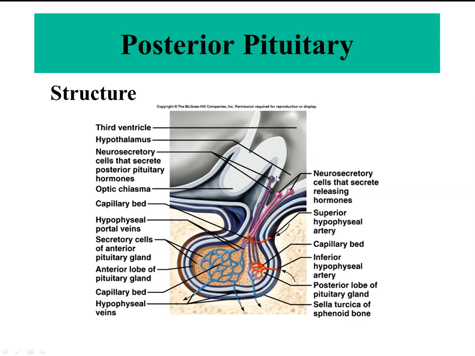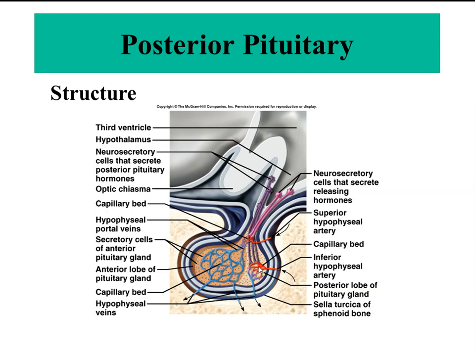Now what happens is that you have nervous stimulation. Now the anterior pituitary received a hormone from the hypothalamus, and that stimulated hormone production by the anterior pituitary. Now, neurosecretory cells are like nerve fibers, and the synaptic area is down here in the posterior pituitary.